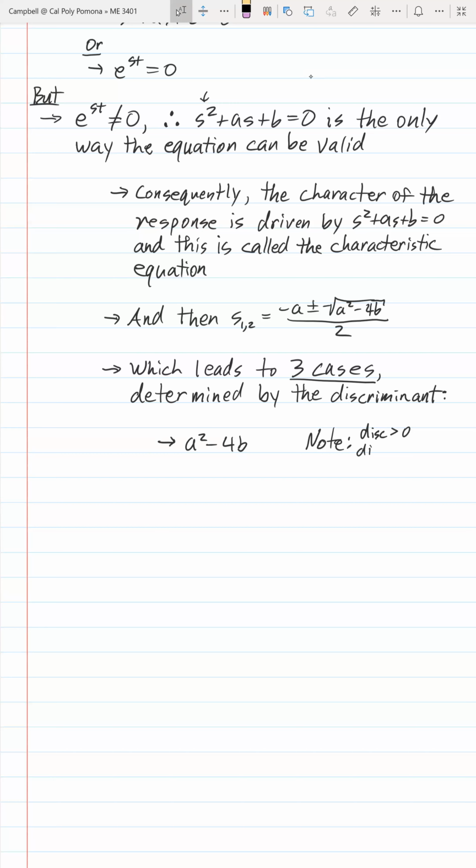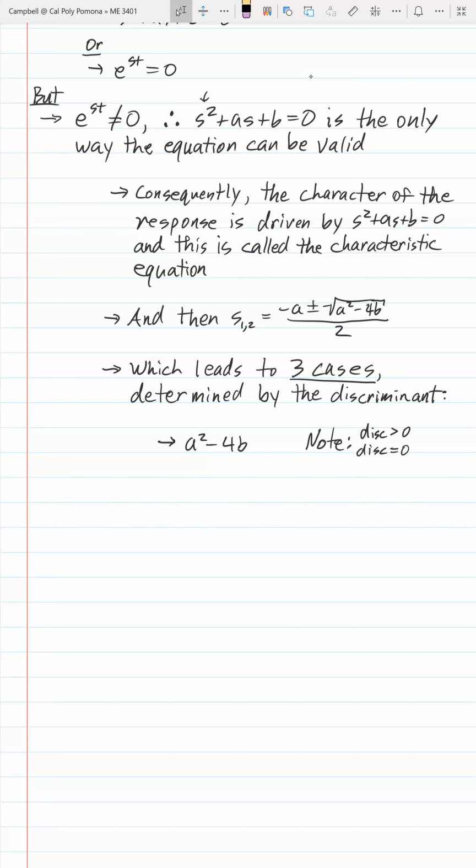The second possible case is where the discriminant is equal to 0, in which case we still have real roots, but now the real roots are repeated, because when I add 0 to something, I end up with the same number. When I subtract 0 from something, I end up with the same number, and so both of my roots are the same. And so that's another case that we need to look at.